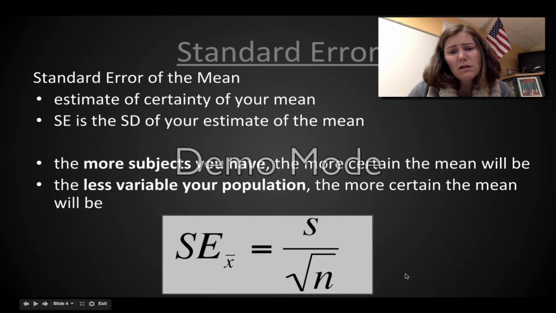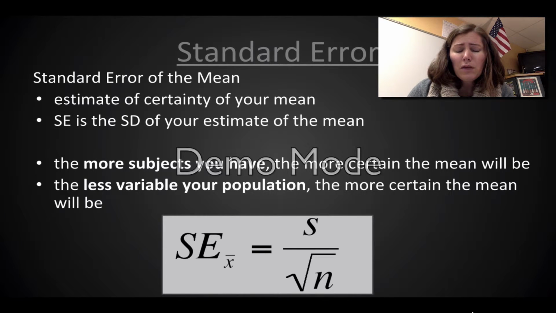This makes sense because N represents the number of trials or the number of subjects, and S represents the standard deviation. If you're dividing by a larger number here, this number gets smaller, so the standard error gets smaller. The other thing to say is that the more variation you have in the population, the less certain your mean is. In other words, the larger your standard deviation, the larger your standard error, and vice versa. If you have a very small standard deviation, you'd expect to have a small standard error as well.